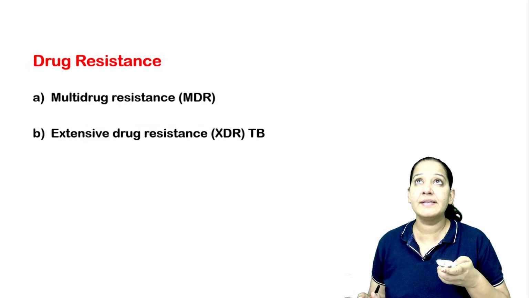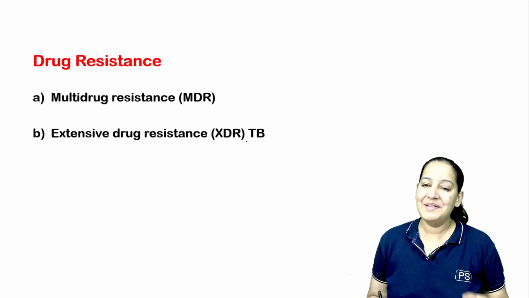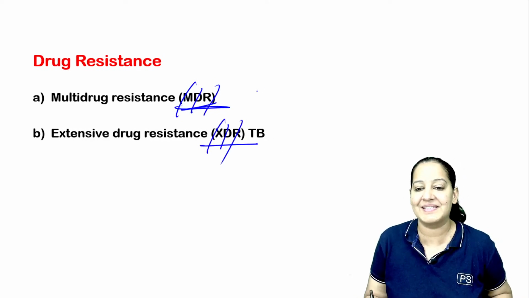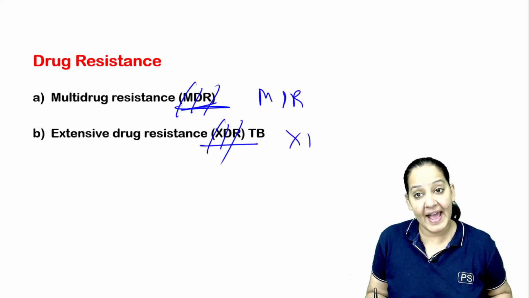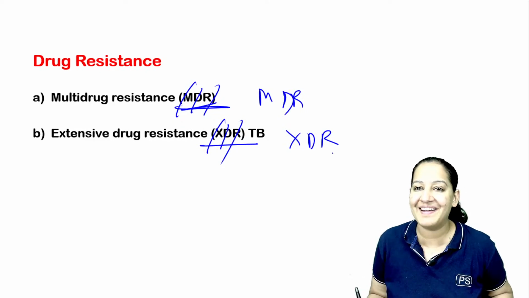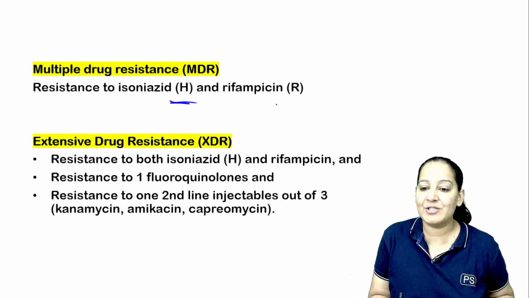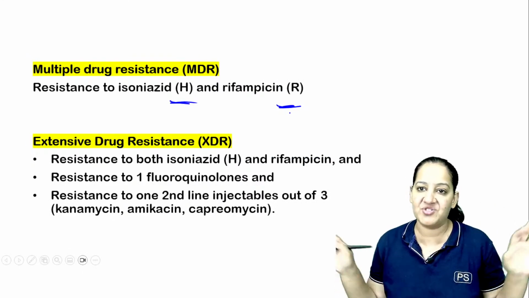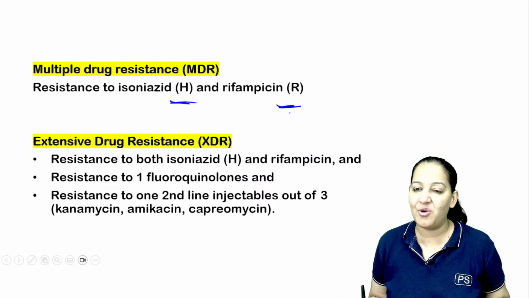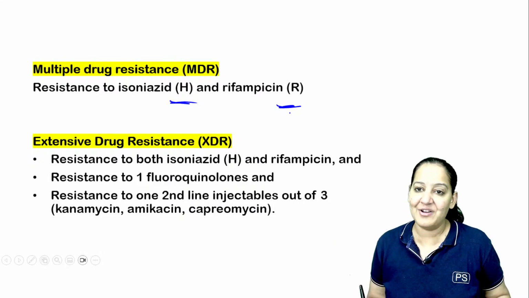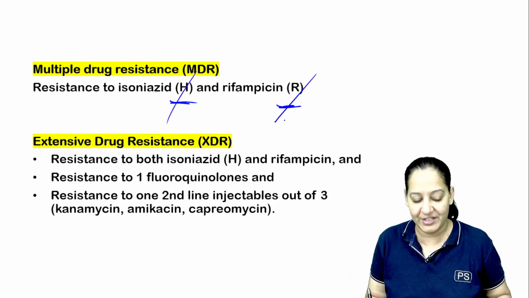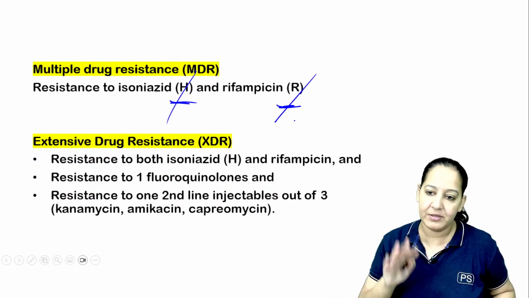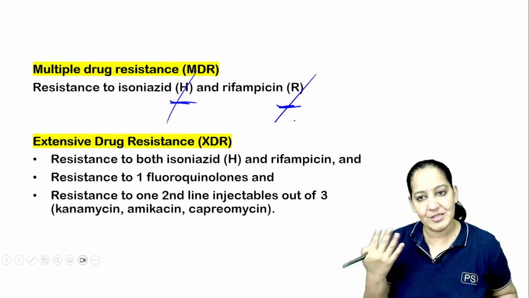The question is on drug resistance in TB. In TB, there are 2 types of drug resistance: multiple drug resistance and extensive drug resistance, that is MDR and XDR. What do you mean by MDR and XDR? MDR means resistance to H and R. Out of the 5, the first 2 topmost, most important drugs, the patient is resistant. The patient is not responding to H and R. That is known as multi-drug resistance. So I will give the other alternative second line drugs, because H and R are non-functional now.